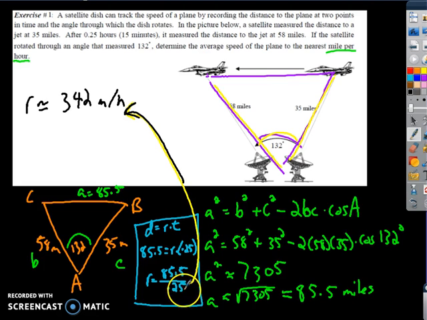Had you divided by 15 minutes, you'd have miles per minute, which is perfectly fine, but it wouldn't be 342 because you're not going that fast per minute. And plus, they didn't ask for miles a minute. They asked for miles per hour. So we want to give it to you in the way they asked.